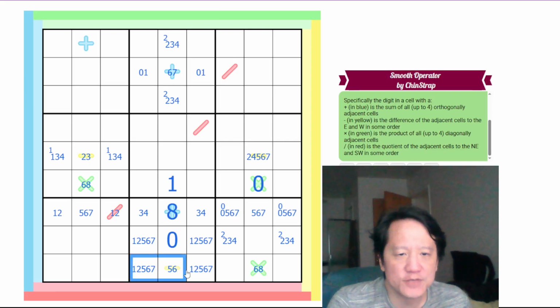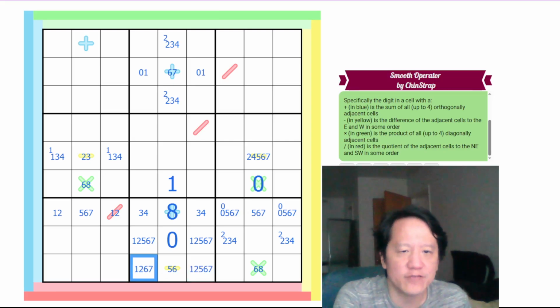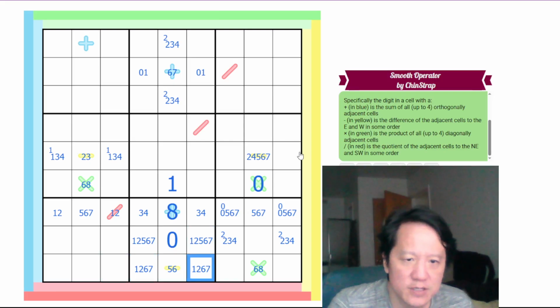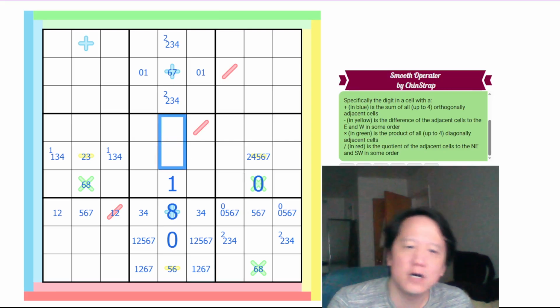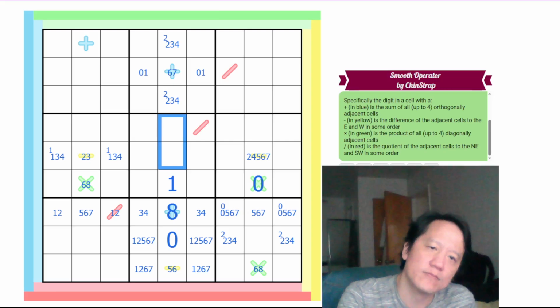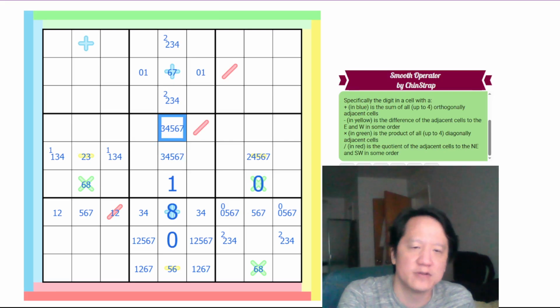That means this has a difference of 5 or 6. If it's a difference of 5, it could be 6, 1 or 7, 2. If it's a difference of 6, it's 7, 1. So either way, 5 cannot be either of those cells. But that doesn't really tell us too much. Remaining digits in column 5. We have 3, 4, 5, 6, 7.